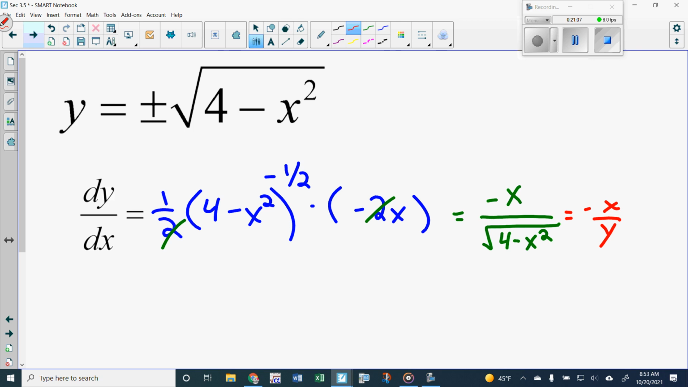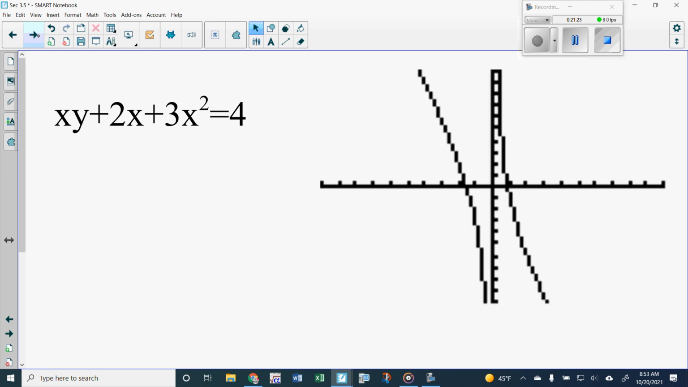I got y. So now the first thought may be, well, man, that's a lot easier just to solve for y and do it, and not do the whole implicit differentiation thing. But what happens if we have that? Could you solve that for y? Technically, you could. We can subtract all this over, and you divide. So in that case, you could solve for y.